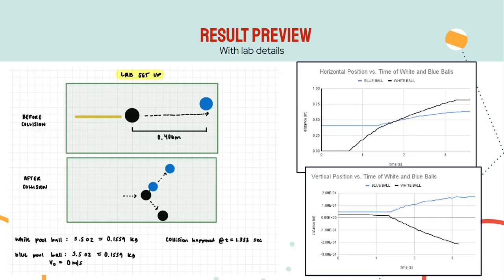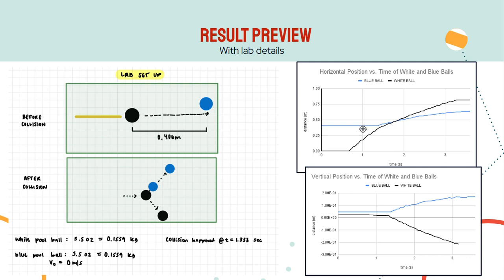To preview the result of this lab, here the white and the blue pool ball weigh the same, 0.1559 kilograms. The collision happened at t equals 1.33 seconds. Here we're taking a stick and hitting the white ball, shown in black, with a force, and that causes the ball to travel 0.406 meters and then collide with the blue ball, causing those balls to go outward. So the blue ball goes up and to the right, and the black ball goes down and to the right. And here we can see it collides at 1.33 seconds.